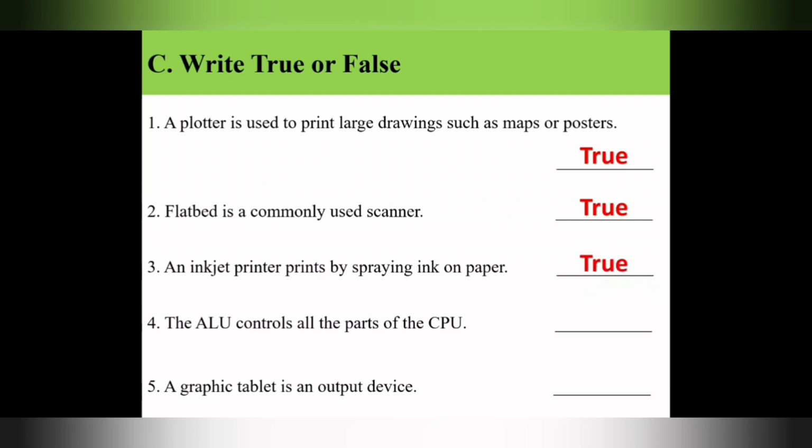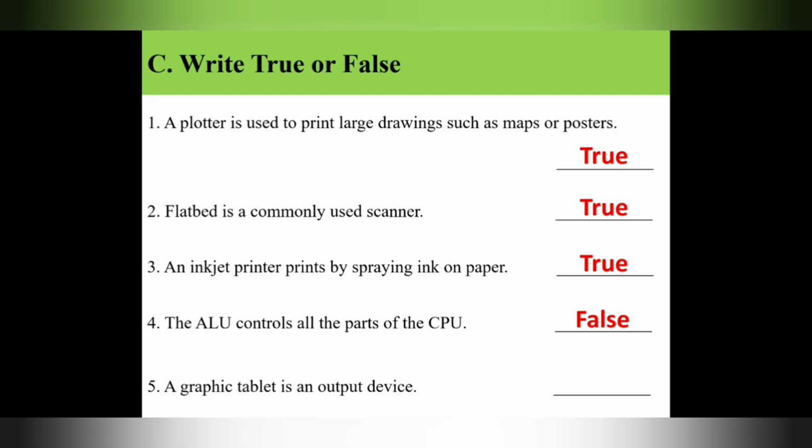The fourth one, the ALU controls all the parts of the CPU. Is it true or false? Yes, it is false, because the CU only controls all the parts of the CPU. CU controls all the parts of the CPU, not the ALU.